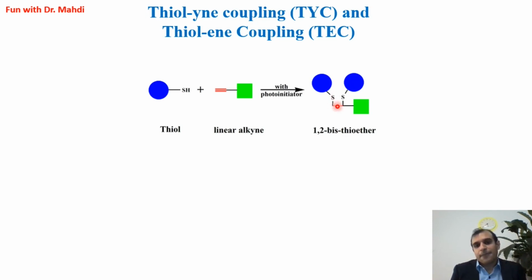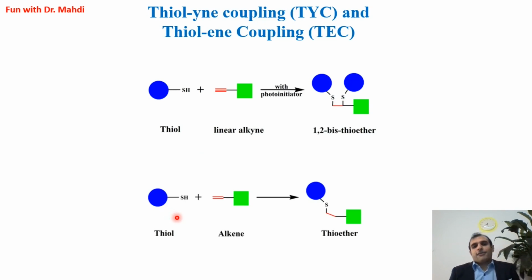Here you can see we have a triple bond, but here we have a single bond because two thiols can participate in the reaction. First the triple bond turns into a double bond, and in the presence of a second thiol, the double bond turns into a single bond.